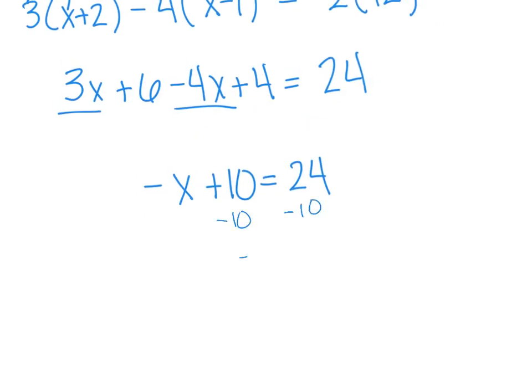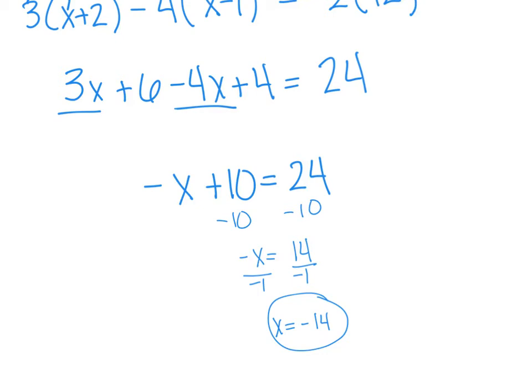And then move the 10. Minus 10 on both sides. Now we have negative x equals positive 14. We're going to divide or multiply by negative 1. Same thing. And x equals negative 14. Remember, you can't have a negative in front of your x.